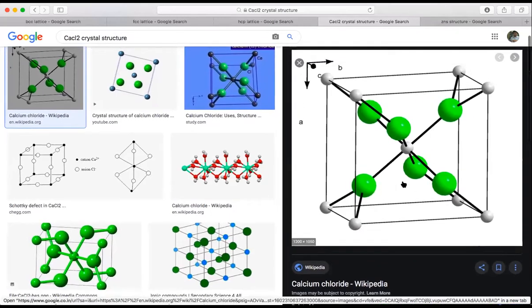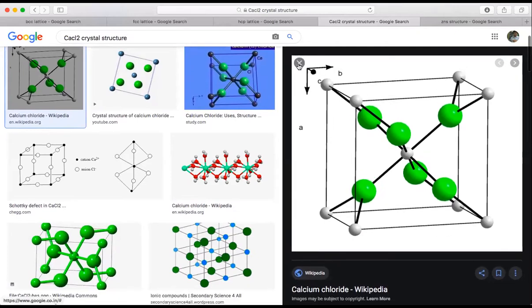CaCl2. So why don't you just look it up? My point is that it cannot have 2 atoms in the basis. So simply replacing sodium by calcium, you will not get a CaCl2 structure. It will be something different. You have to respect the stoichiometry. Right? Is that clear? Yes, sir.